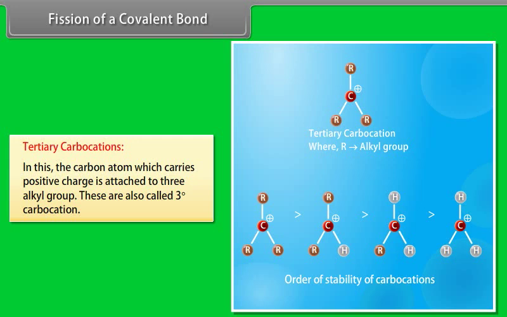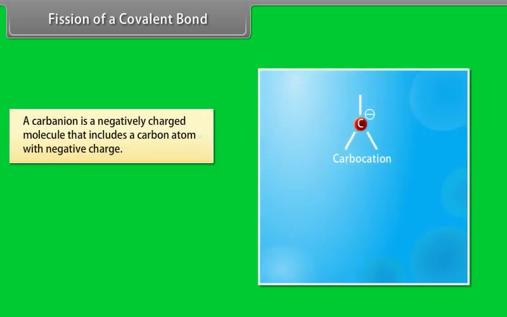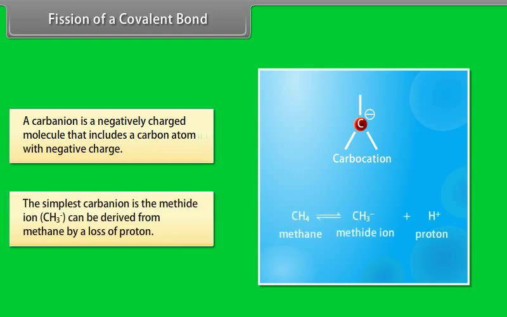The order of stability of carbocations is: tertiary, secondary, primary. A carbanion is a negatively charged molecule that has a carbon atom with negative charge. The simplest carbanion is the methide ion, which can be derived from methane by a loss of proton.